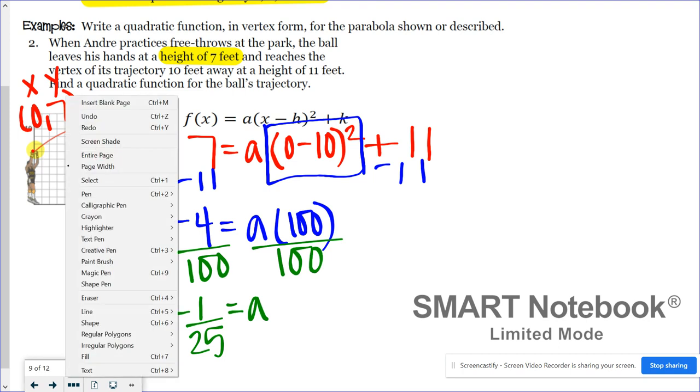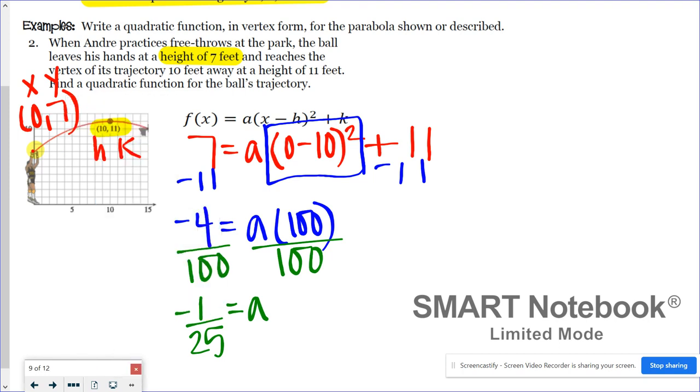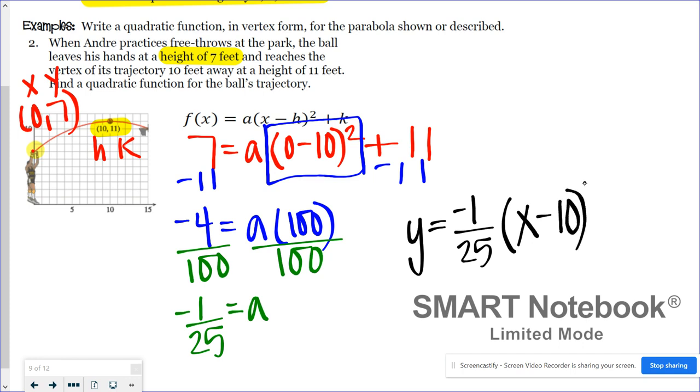And now I'm ready to write my function. When I go to write my function, x and y will become variables once again. So I'm going to have y equals, and my a value is negative 1 over 25 times the quantity x minus h, which is 10, squared, and then plus k, which is 11. So this is my function here.